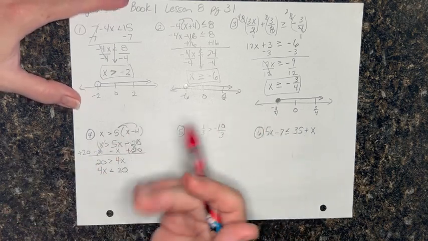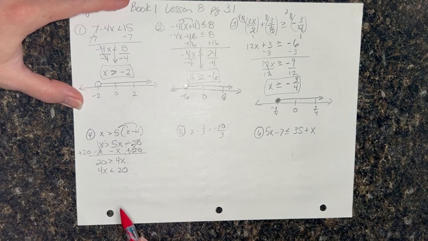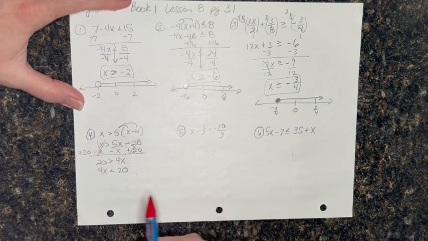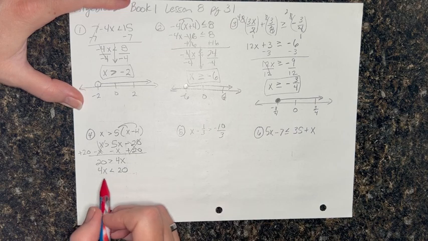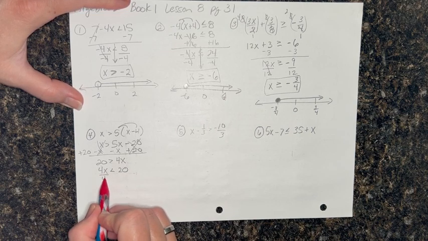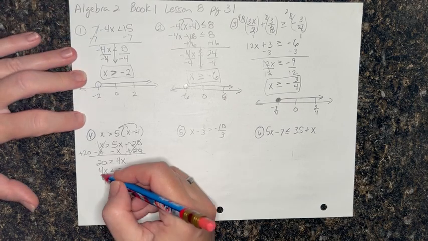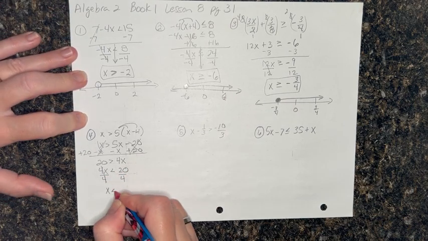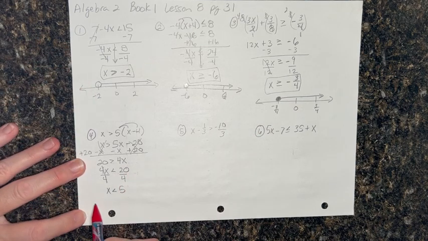We haven't done anything crazy. All we've done is flip the whole problem over. We've mirrored it, but it's exactly the same problem. So 4 now is being multiplied by x, so we are going to do the opposite and divide. When we divide, we get x is less than 20 divided by 4, or 5.